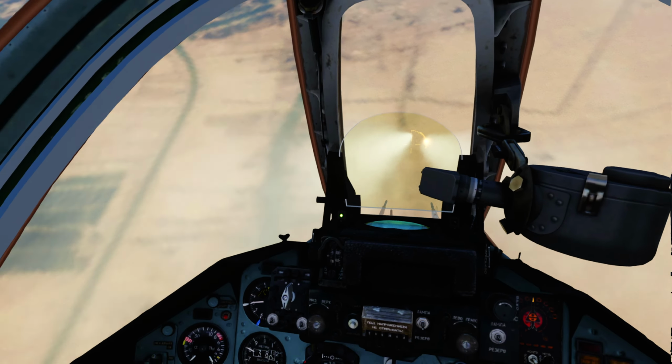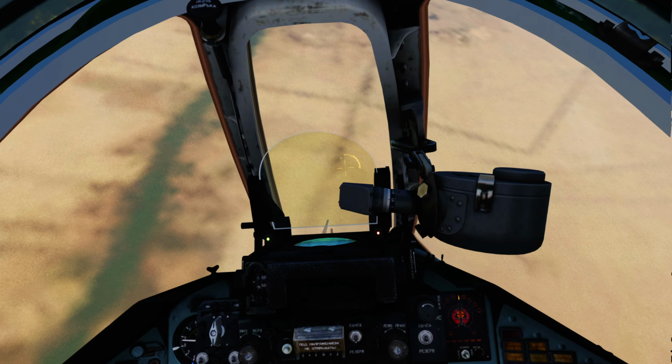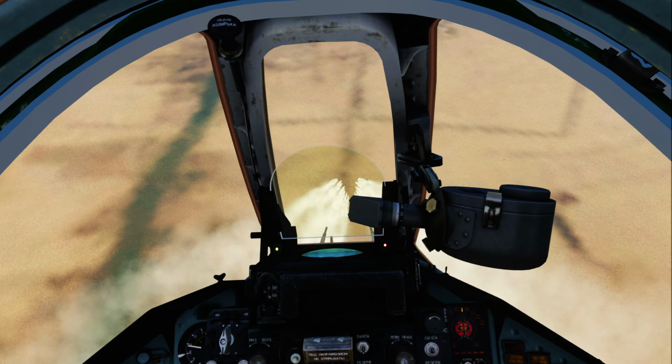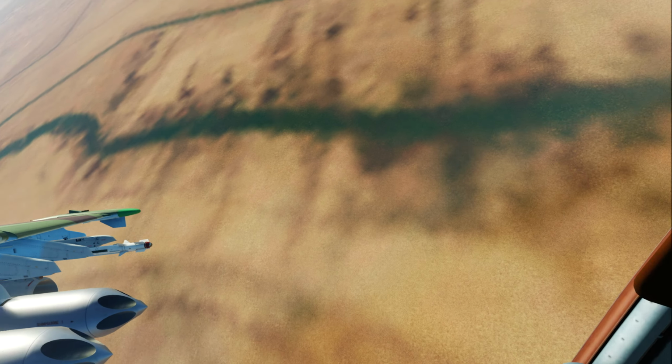There we go, 1 and 2. And then we'll switch over to the S-13 rockets. So those are the significantly larger rockets. And there we go, a large volley of rockets on the main battle tanks.